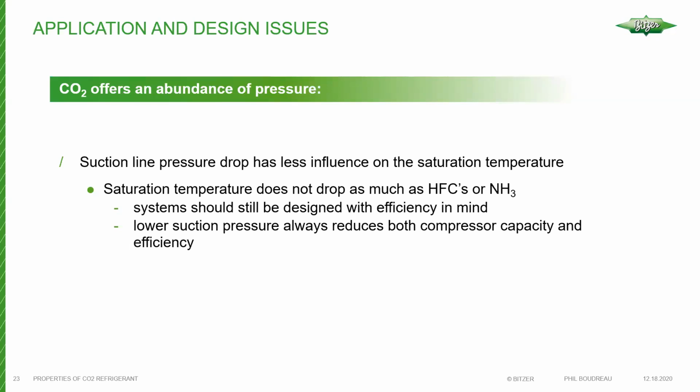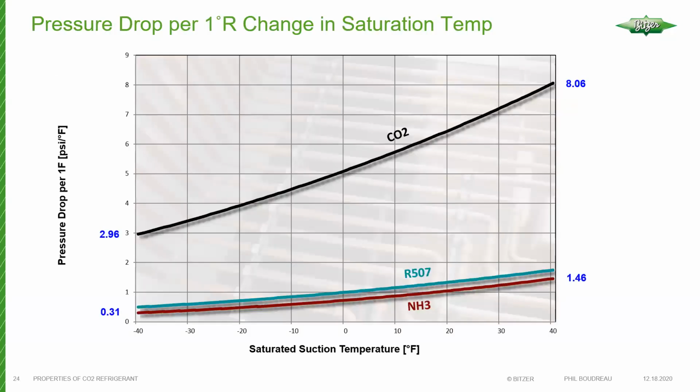Now, keep in mind this point: lower suction pressure always reduces both compressor capacity and efficiency. Whether it's a CO2 system, an HFC system, or an ammonia system, generally the goal is to design for the lowest pressure drops that are practical in the system, because we have to think about oil return and everything else. So it's another case where just because we can do it doesn't mean we should. We're still working to get the highest efficiency out of systems possible, even with these natural refrigerants.